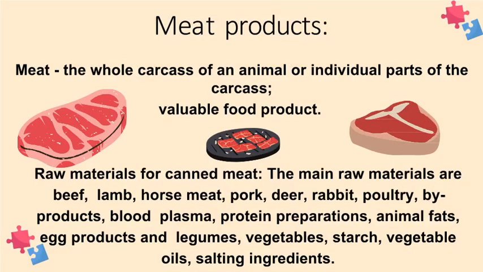Meat products. Meat. The whole carcass of an animal or individual parts of the carcass. Valuable food product. Raw materials for canned meat. The main raw materials are beef, lamb, horse meat, pork, deer, rabbit, poultry, byproducts, blood plasma, protein preparations, animal fats, egg products and legumes, vegetables, starch, vegetable oils, salting ingredients.